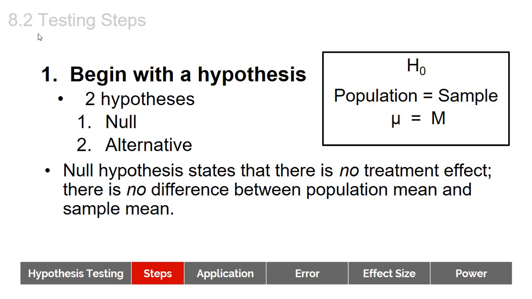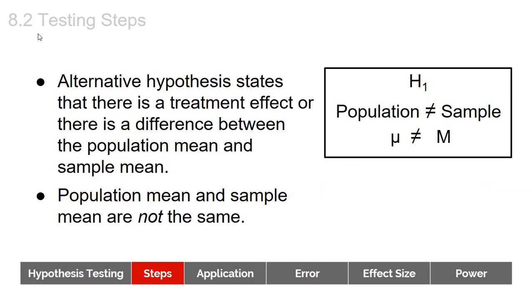So in the upper right-hand corner, I have some statistical notation for the null hypothesis, which is a capital H and a subscript 0, H null. And what we're saying with the null hypothesis is that the population mean is going to be equal to the sample mean. And sometimes we notate that with the mu equals the capital M for the population mean equals the sample mean. That's the null hypothesis.